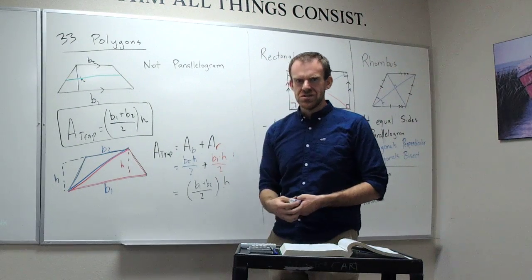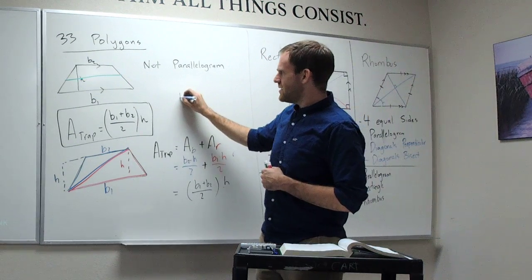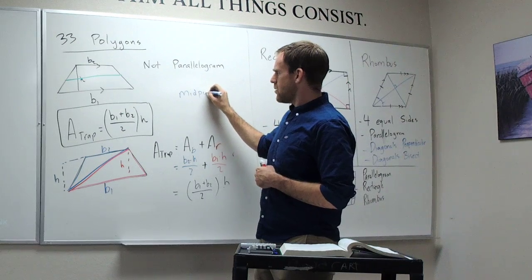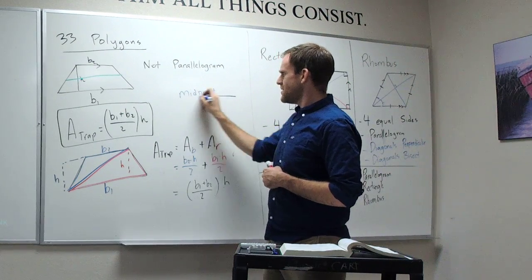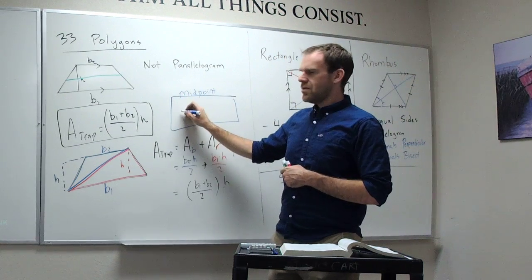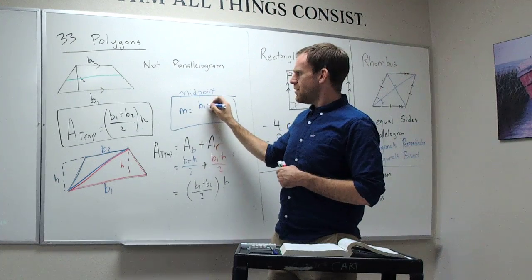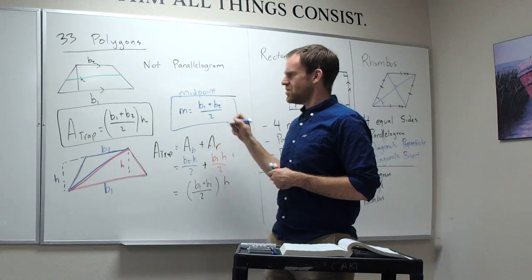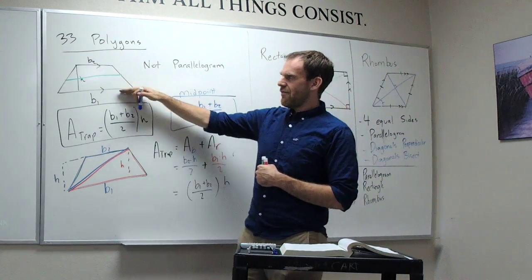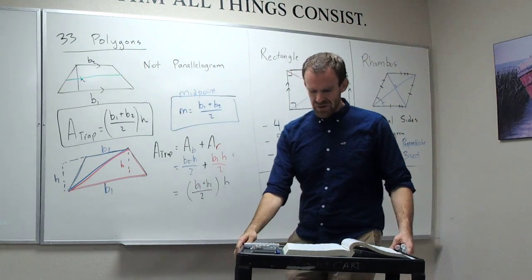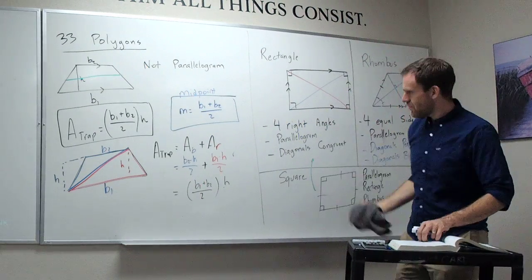So the other equation you need to know with trapezoids is the midpoint. It's quite simple. The midpoint is base 1 plus base 2 over 2. So average the two bases and you get the midpoint. Let's try an example.